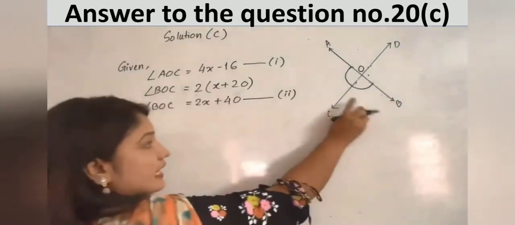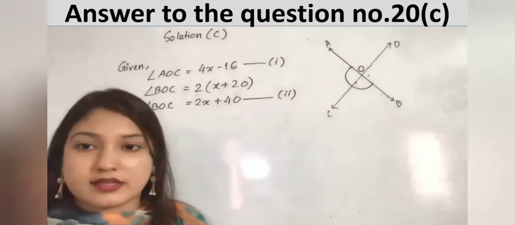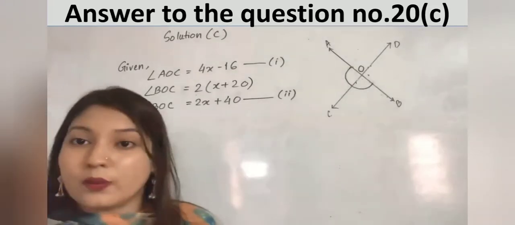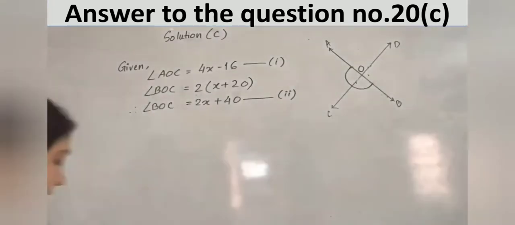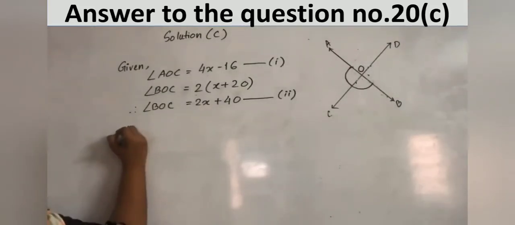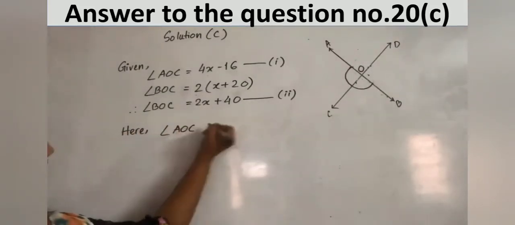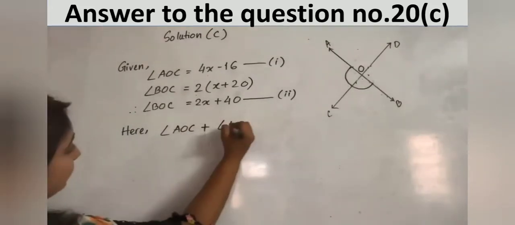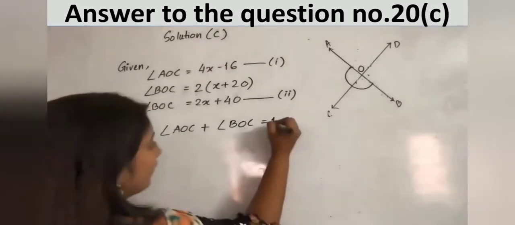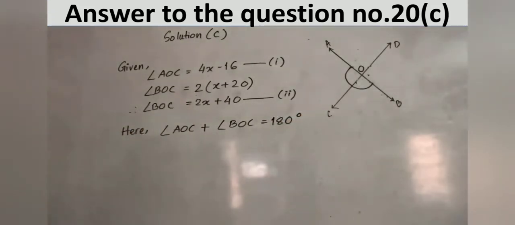So, if we add angle AOC and BOC, what will we get, students? Yes, it is one straight angle or 180 degrees. So, I am writing here, angle AOC plus angle BOC is equal to 180 degrees.